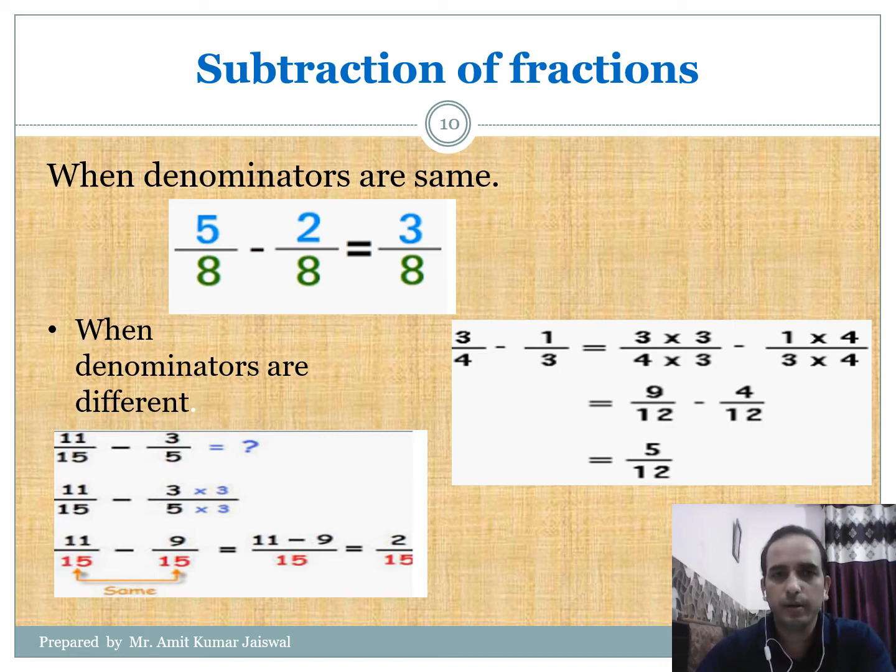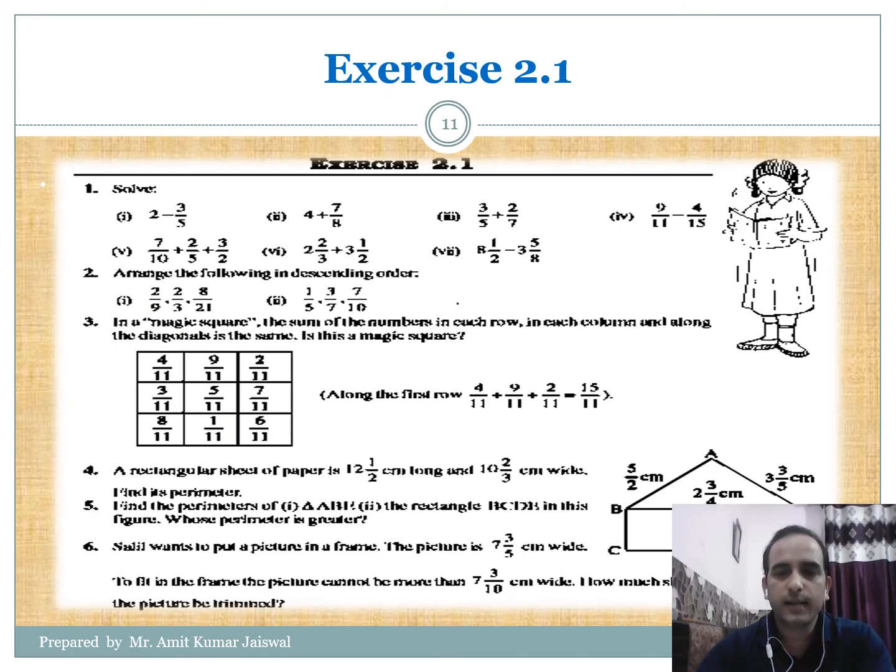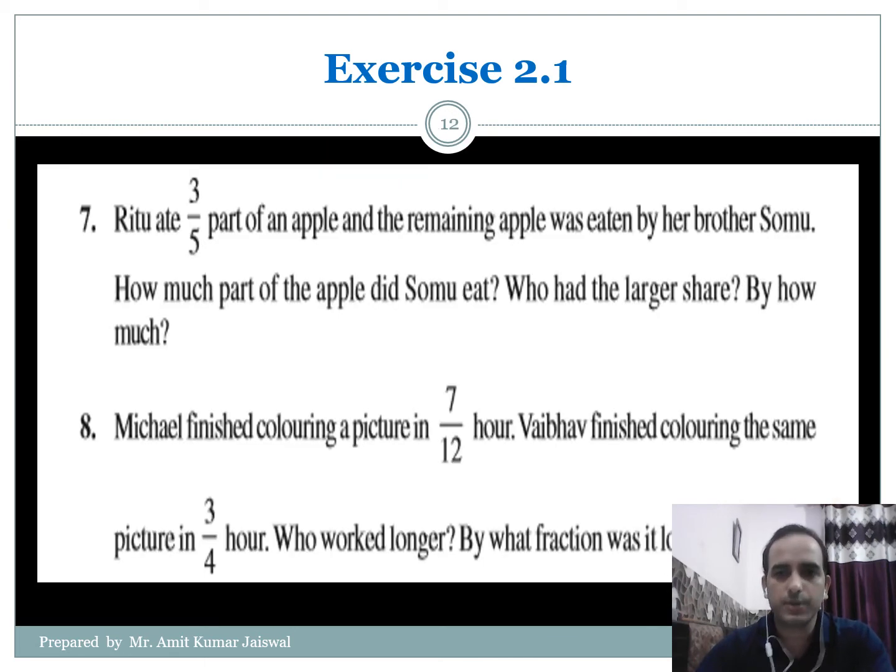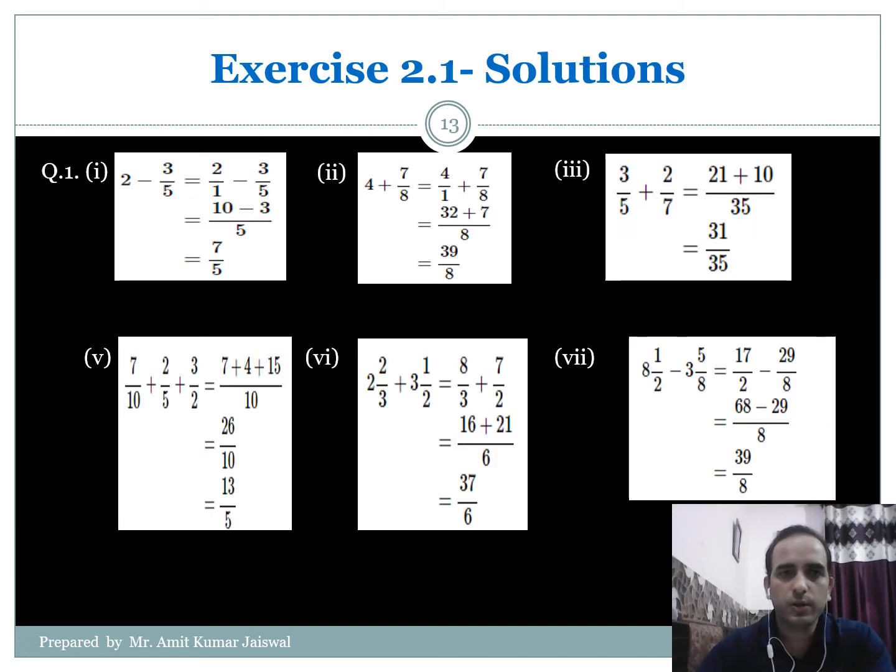Now next we have exercise 2.1, where we have 8 questions, and we are going to discuss each question in detail, how to solve them and how to find their answers. So the very first question you can see here, we are going to find the addition and subtraction of fractions. So the first part of question number 1 is 2 minus 3 upon 5. So we can consider 2 as 2 upon 1 and then minus 3 upon 5.